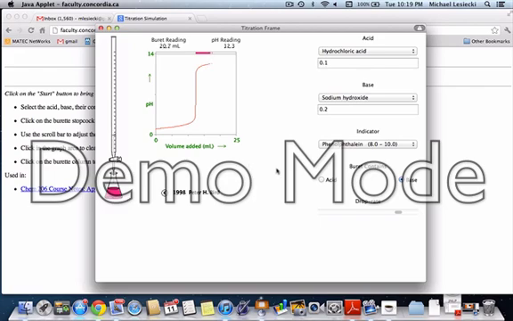Now I can use this simulator to change my compositions. I can change my base, change acids, probably diprotic acid, and I can change color indicators. A lot of functionality in this titration simulation.